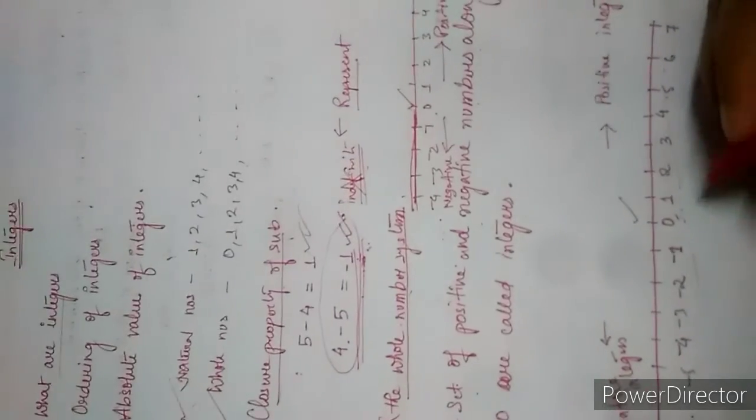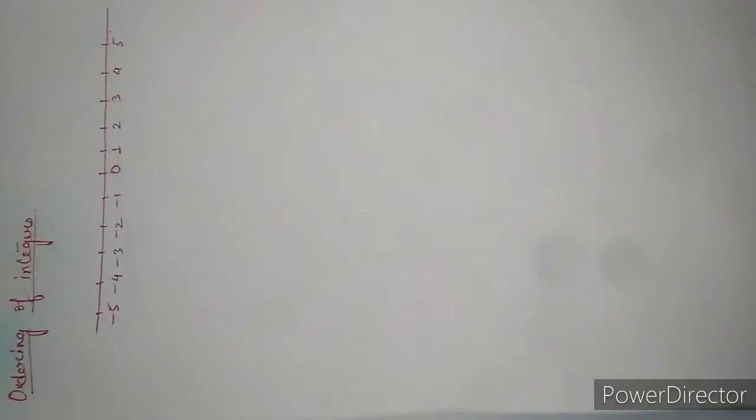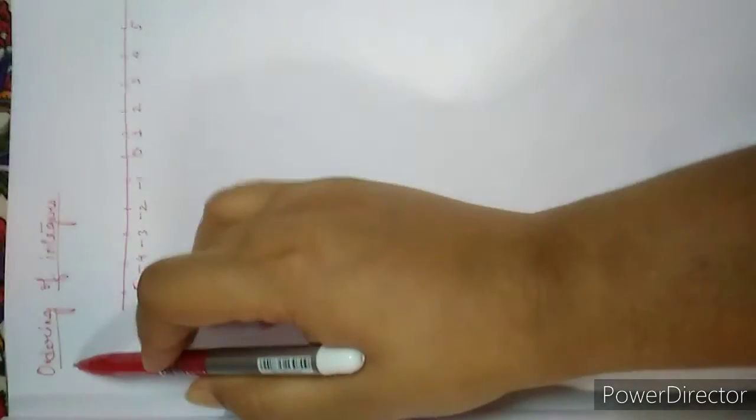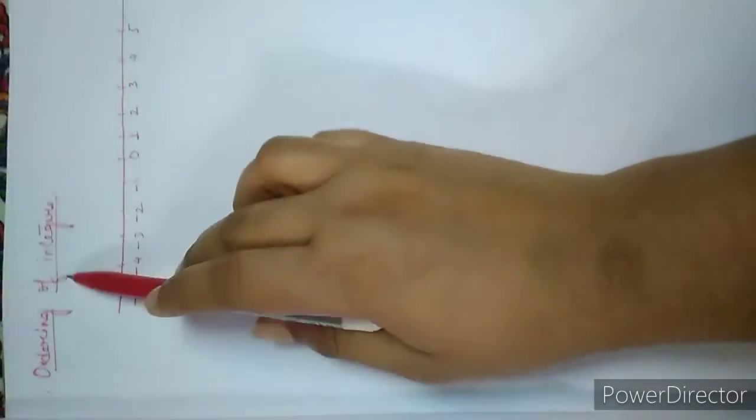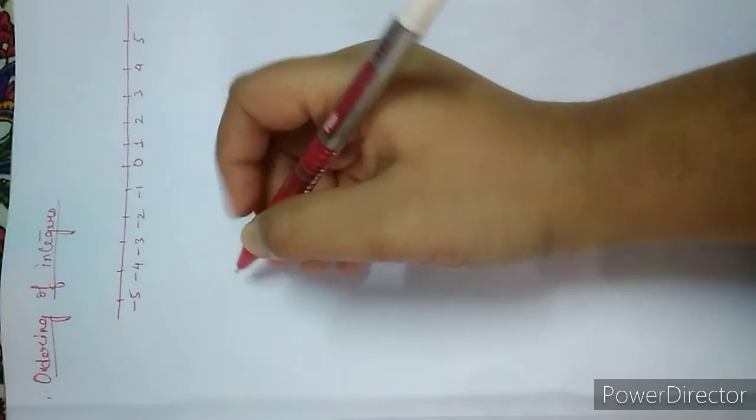Okay students, now the second topic is ordering of integers. Ordering of integers means which is smaller and which is bigger.